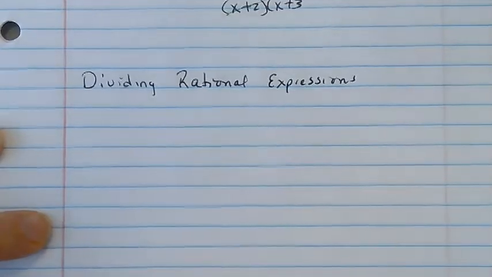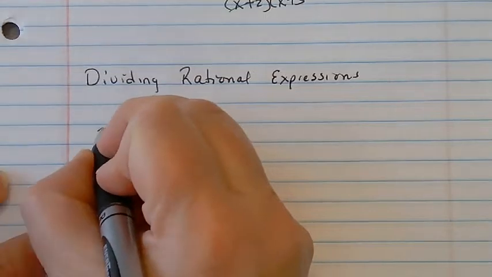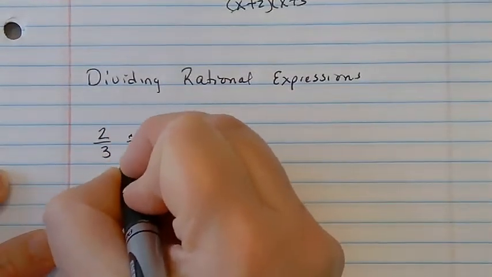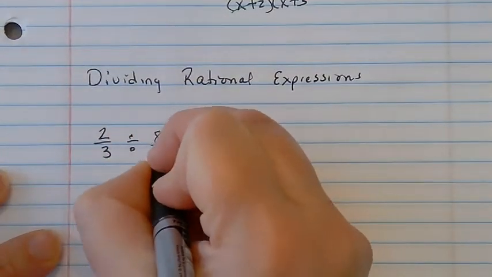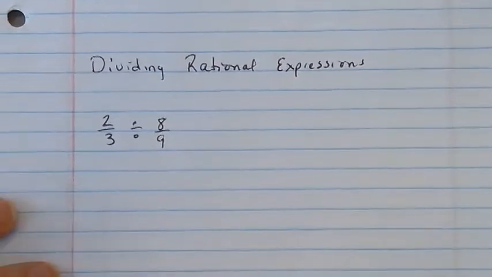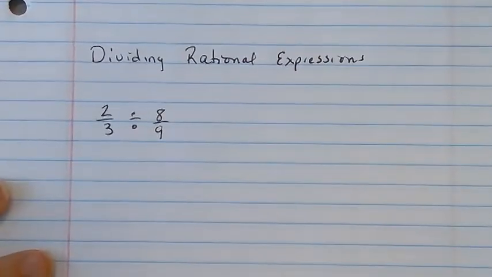So let's talk now about how to divide. I want to start with a simple example of one that's just a fraction. If I had 2/3 divided by 8/9, you probably remember some little catchy thing that you talked about in junior high when you did fractions, but I want to remind you that dividing by a fraction is the same thing as multiplying by the reciprocal.